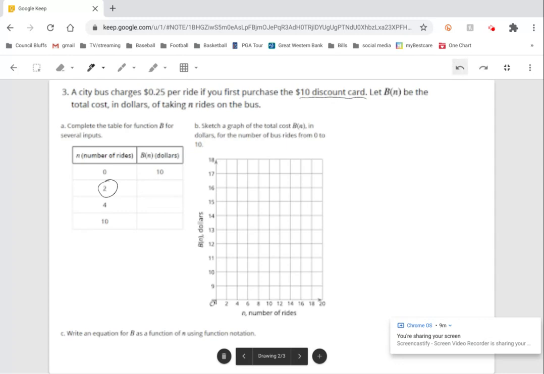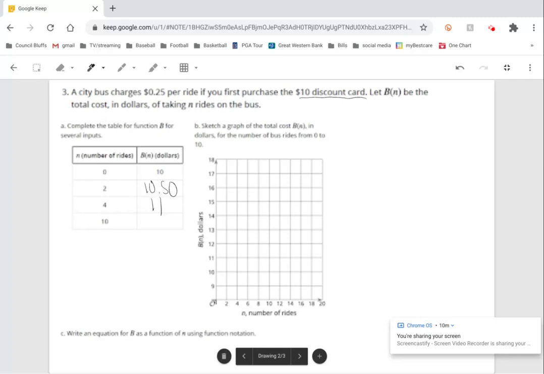For the next one, if I've taken 4 rides, 4 rides times 25 cents per ride, that's an extra $1. So I paid the $10 plus an extra $1. So I've paid $11 total.